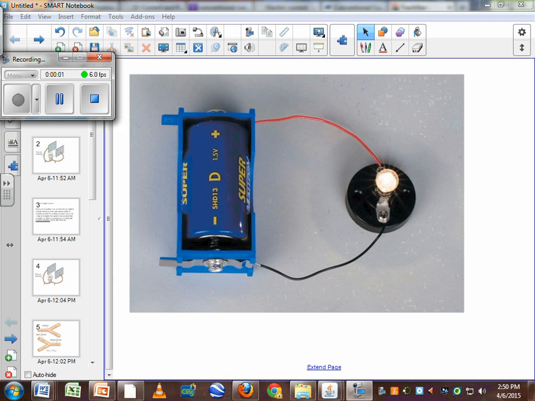This video goes with our 22-1 lesson video. And the first question is, what is current? Current occurs when charge is allowed to move.